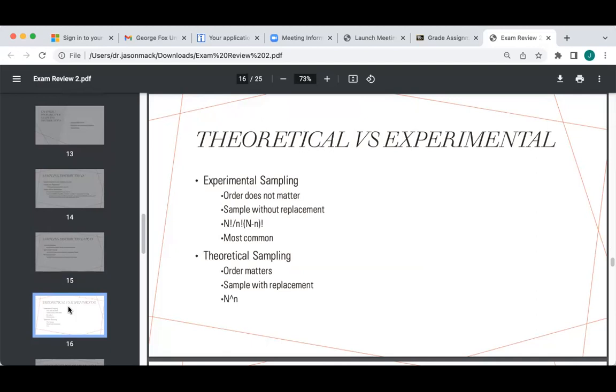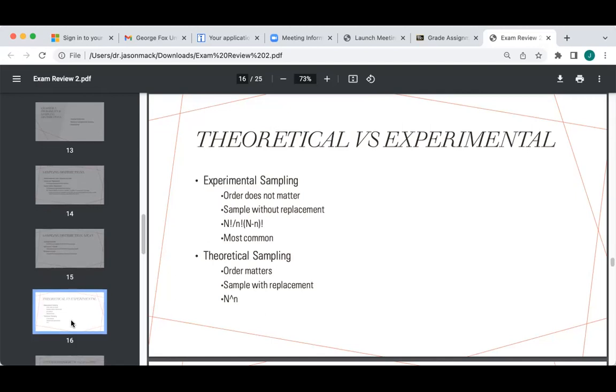For theoretical versus experimental sampling, experimental is what's most common. It has the weird equation with exclamation points. It's where order does not matter and usually has without replacement. Theoretical sampling is the opposite, where order matters, with replacement, and it has the capital N to the lowercase n.